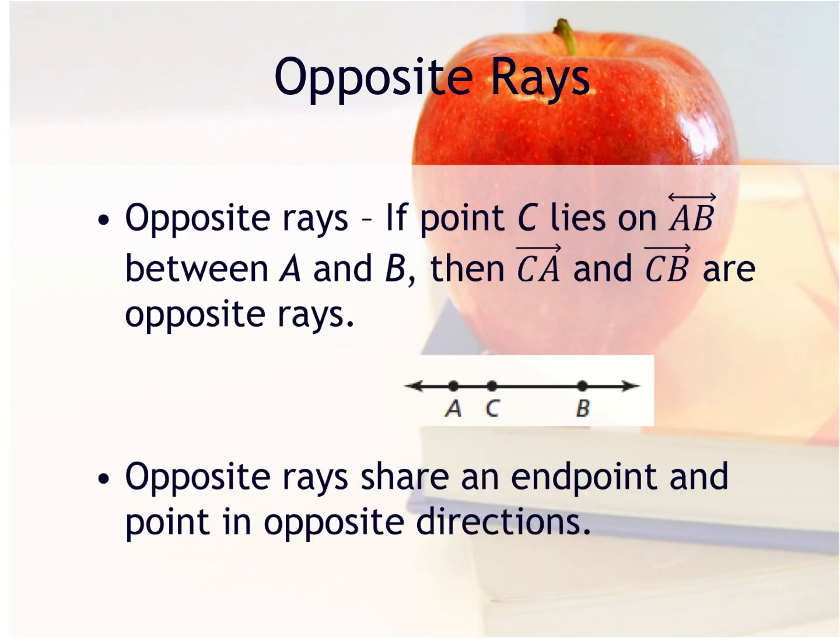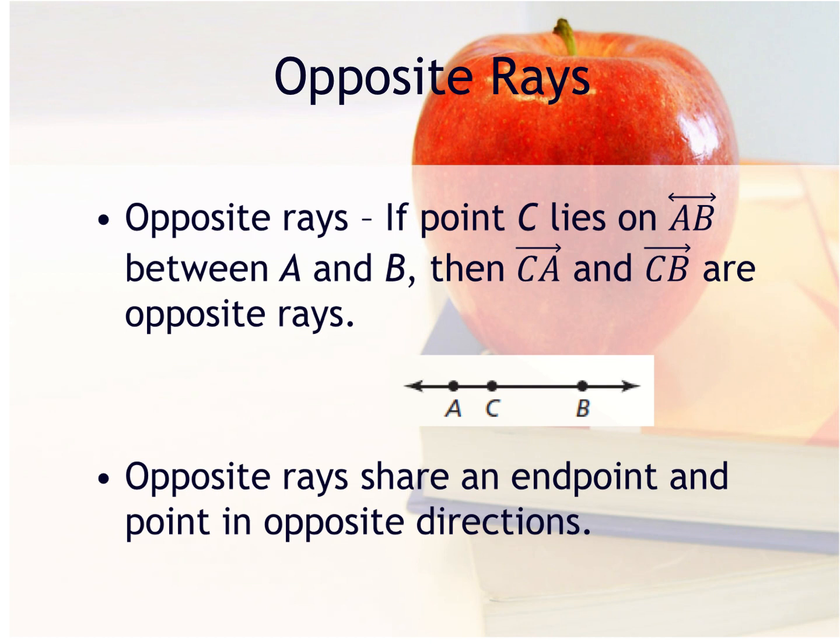Opposite rays, exactly what it means. If I'm going to the left, the opposite direction is going to the right. So looking at it, opposite ray. If point C lies on line AB between A and B, then CA and CB are opposite rays.